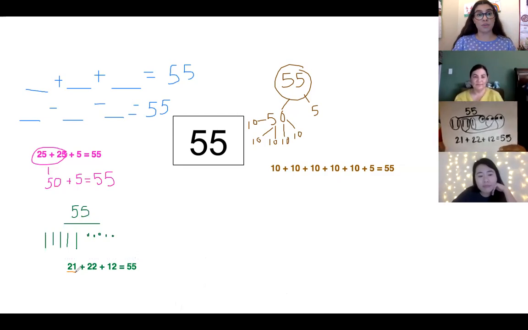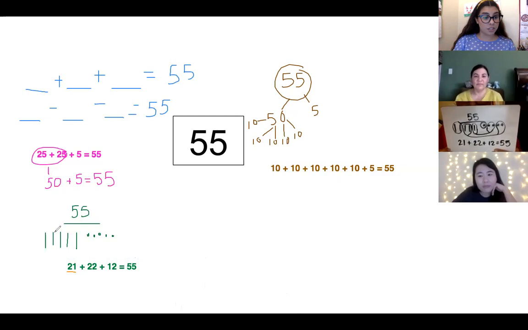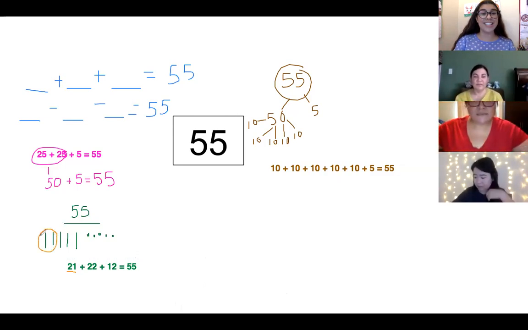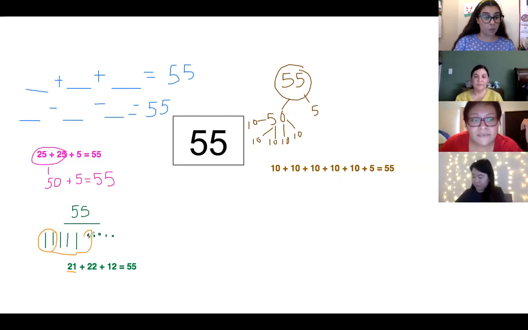So what Miss Rosales did that I haven't actually seen before is she drew the place value for 55, and she used that to figure out another number sentence. So she started with 21, and she knows she has two tens make 20, plus a 1 make 21. So she put those together to make 21.